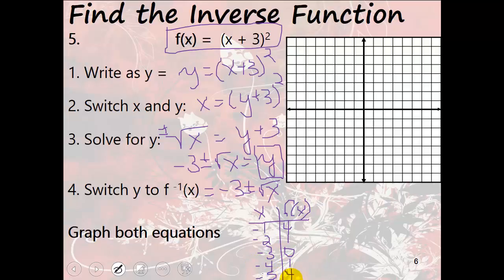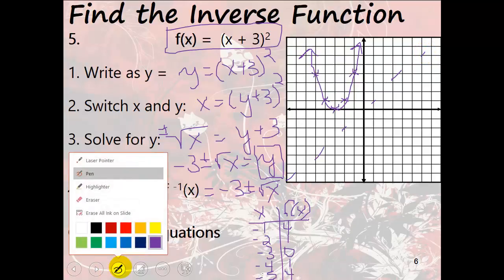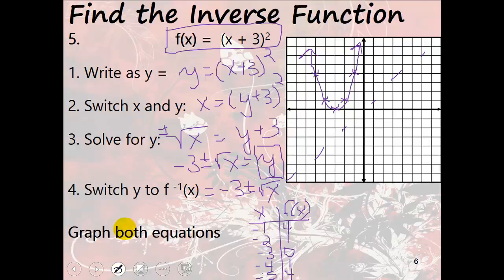So let's graph those. Here, oh, x. And then here, and then here, and here, and then we graph it. Now everything is flipped over this line, so that means I get to exchange my x's and y's. So I'm going to change my color here real quick, and I'm going to graph the f inverse of x.